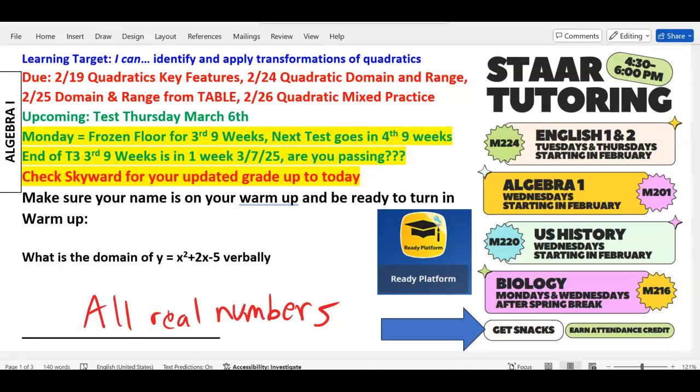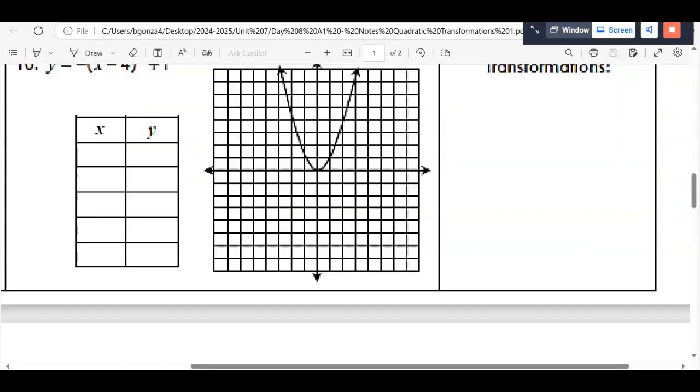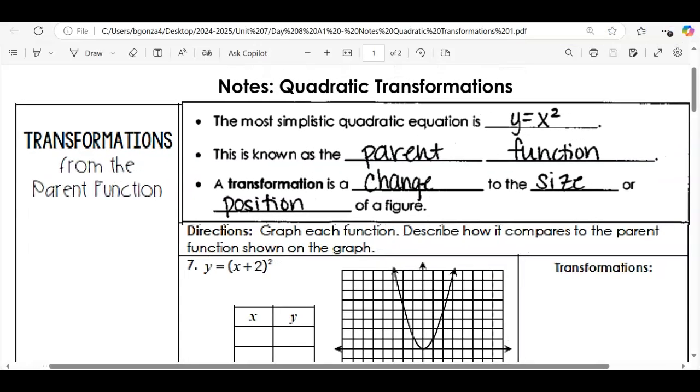Okay, so let me pull it up. Here we go. So the most simplistic quadratic equation is y equals x squared, okay? Meaning there's no extra x's, no extra numbers, it's just the least amount of stuff to make it quadratic, to make a parabola, to make that U shape that looks like this. Okay, this is known as the parent function.